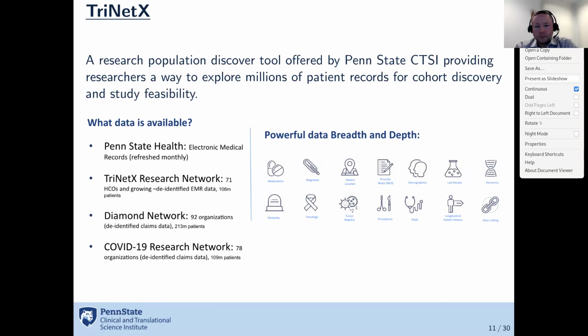And there's a couple different databases available through TriNetX. The primary one that we use is the Research Network. And again, this slide is a few months old. At the time, there were 71 healthcare organizations contributing data to that network, and in excess of 100 million patients. The Diamond Network was claims data. It's since been deprecated, but the informatics core does have a random sample from that Diamond Network, so potentially we could leverage that random sample, that subset of the 213 million patients available in that Diamond Network.